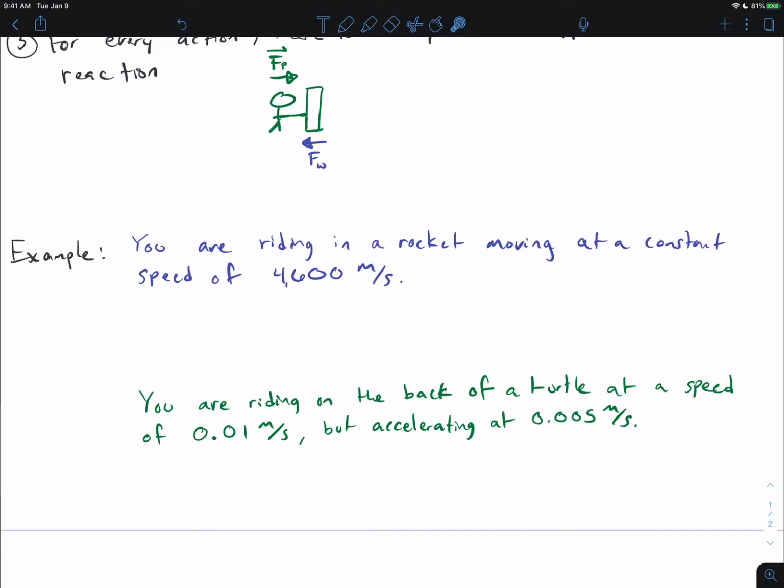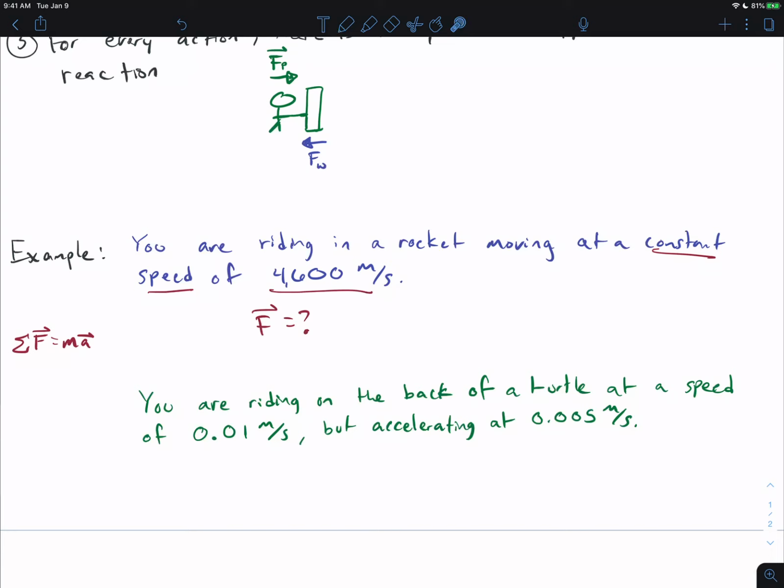So I want to know here, how much force are you experiencing if you're moving at a constant speed of 4,600 meters per second? Remember, we have this formula. I'll put it here on the side. Oh, you know what? Let me write it with our summation so we don't forget, since we're kind of putting this all together right now. We have the sum of all of our forces is mass times acceleration, right? So think about it for a little while.